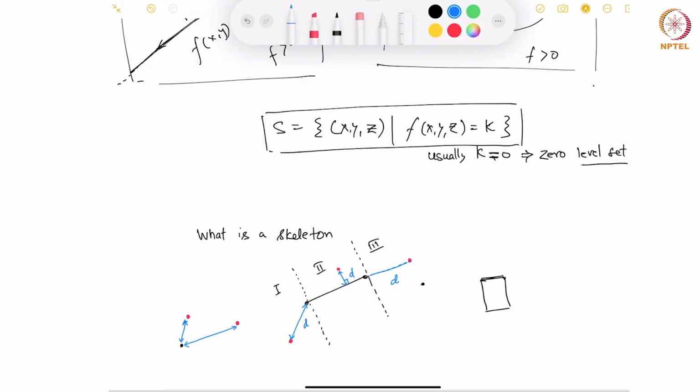And for a square sheet, the way it happens is, you can think of the square sheet as dividing the plane into multiple domains.